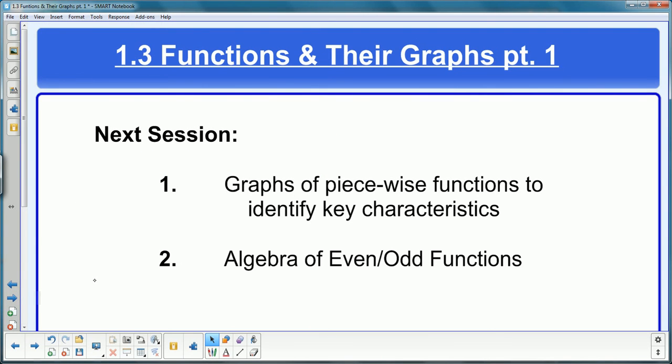Next time in class, we're going to be looking at graphs of piecewise functions, kind of continuing on with what we looked at in 1.1 and 1.2, where we find where they're increasing, decreasing, their domains, their ranges, their max, their mins, that kind of thing. And then we'll move on and do some algebra of even functions, meaning plugging in those negative x's and seeing what we get.